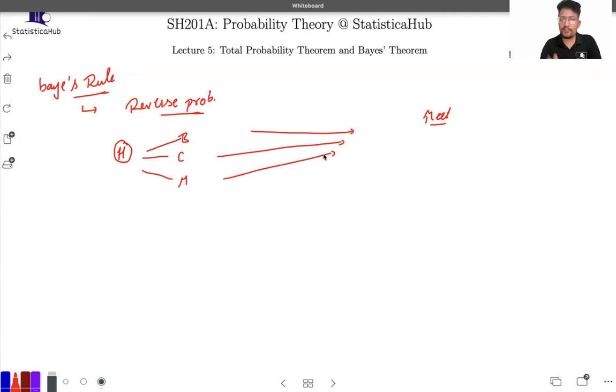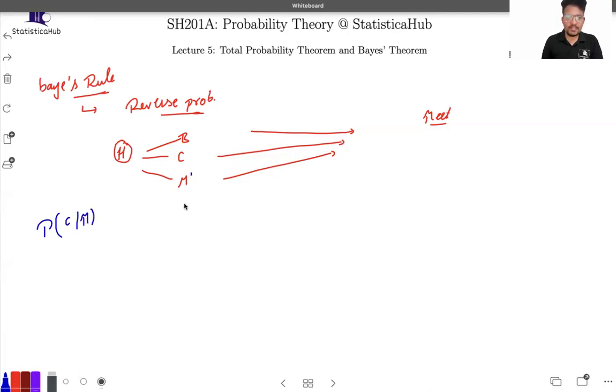Correct? Now, if I say you have already met me, find the probability that you came via the cab. So this is reverse probability. First you have to get the cab, then you can meet me. But we are moving in the backward scenario: you already met me, now find the probability that you came via the cab. So you have to find the probability that you chose the cab, given that you already met me.